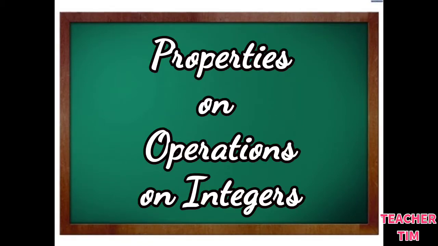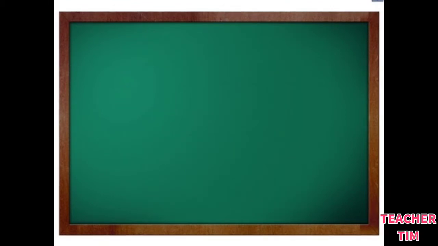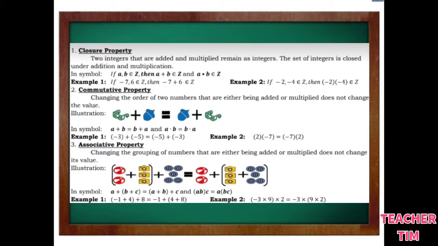Our lesson for today is about properties on operations on integers. There are 6 properties on operations on integers. The first 3 are closure property, commutative property, and associative property.